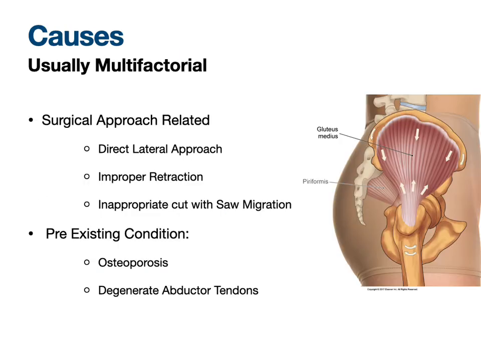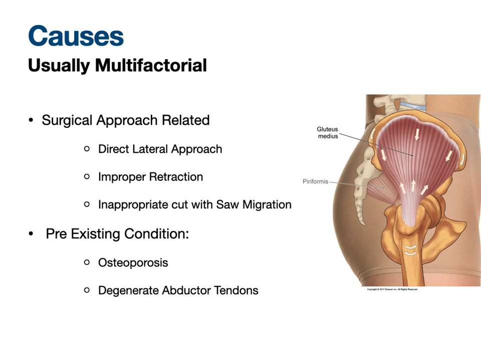Now, the causes of abductor mechanism failures or injuries are usually multifactorial. Primarily, these could be surgical approach related, wherein a direct lateral approach with improper retraction may be the cause of the tear. Often, the GT fractures happen because of the inappropriate cut and migration of the saw. Of course, patient related factors like osteoporosis and degeneration in abductor tendons also play a role.